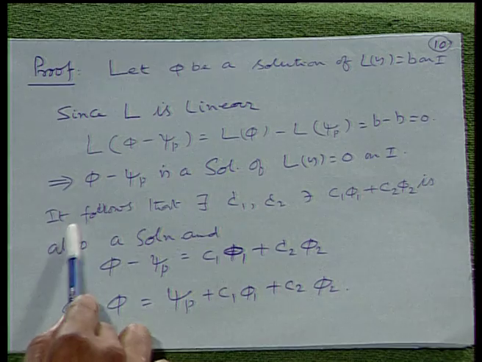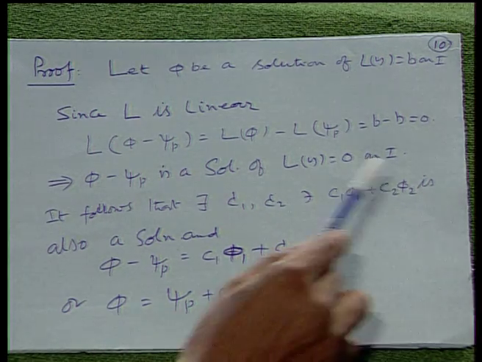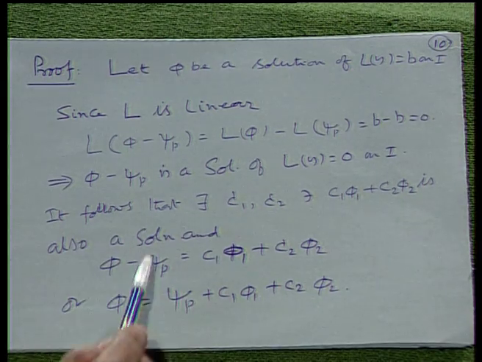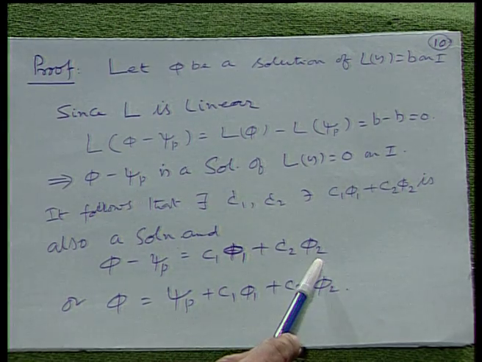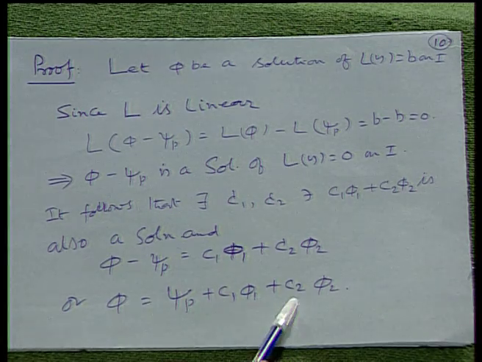It follows that there exist constants C1 and C2 such that C1 φ1 + C2 φ2 is also a solution, and φ − ψp should be equal to C1 φ1 + C2 φ2, or φ can be written as ψp + C1 φ1 + C2 φ2.